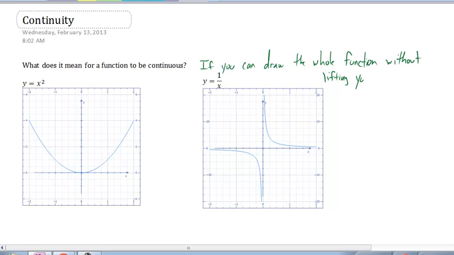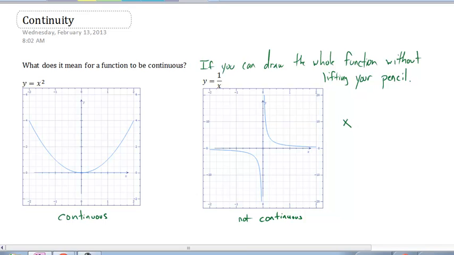And so when I look at the comparison just between two simple parent functions, x squared and 1 over x, we would say that the first is continuous, while the second is not continuous. But this really misses the point.